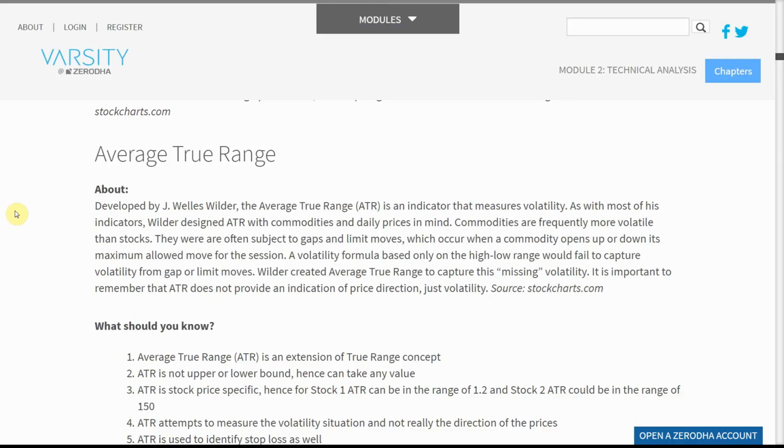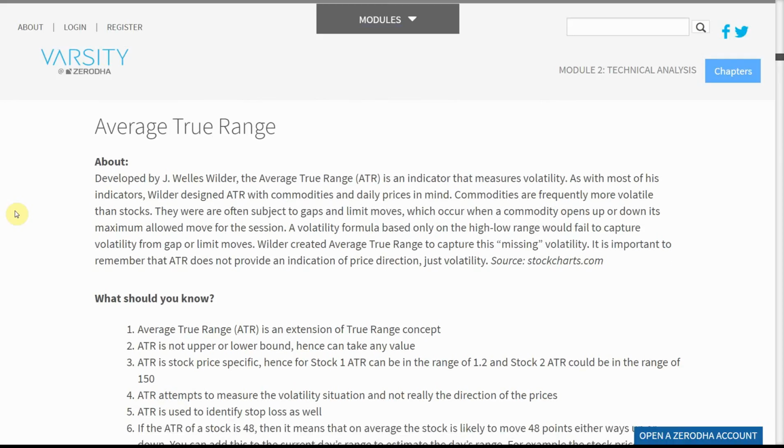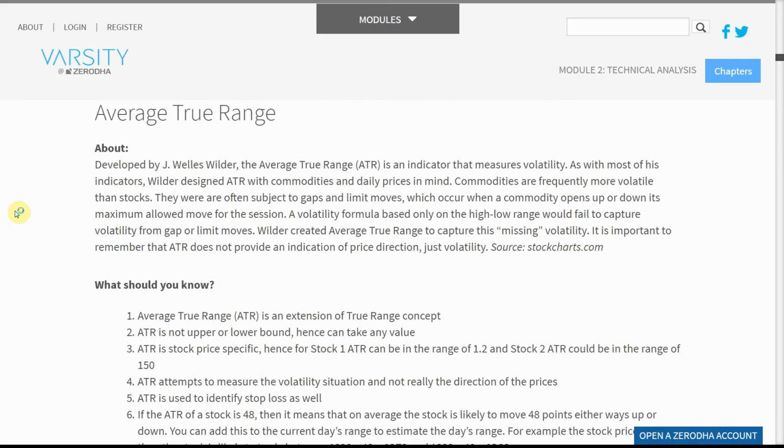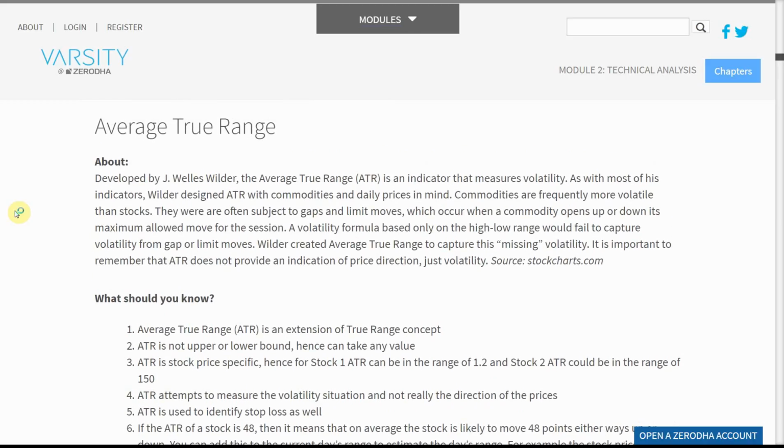A volatility formula based only on the high-low range would fail to capture volatility from gap or limit moves. Wilder created average true range to capture this missing volatility. It is important to remember that ATR does not provide an indication of price direction, just volatility. Source: StockCharts.com. What should you know?